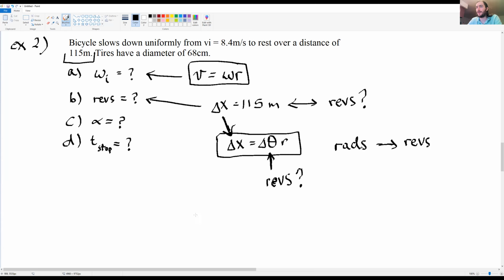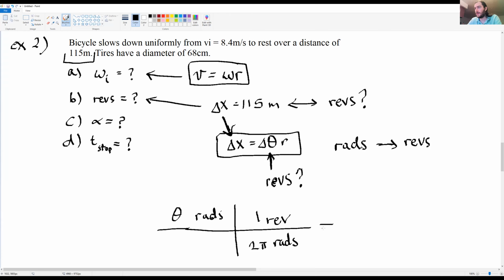If I have some number of radians here, then 2 pi radians is 1 revolution, so I divide by 2 pi and I get some number of revolutions on the other side. Okay.